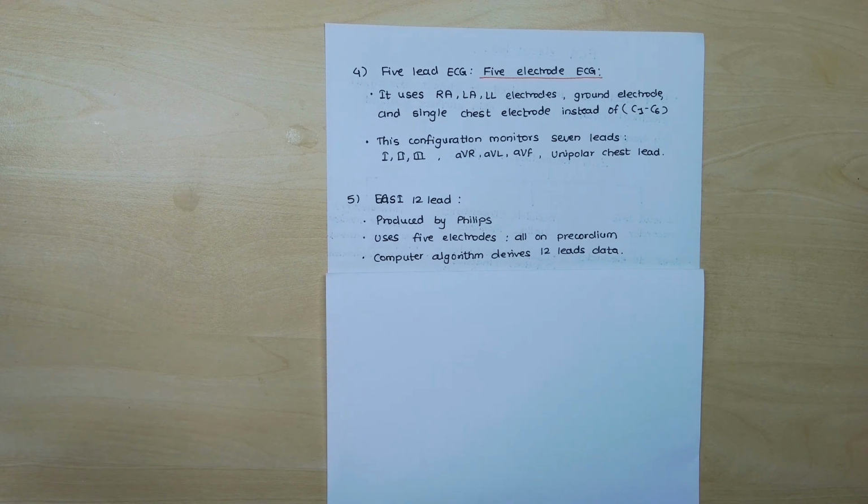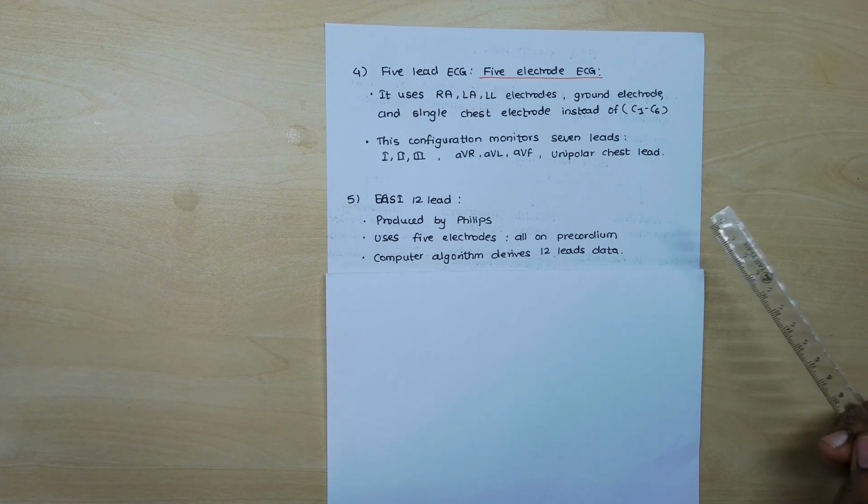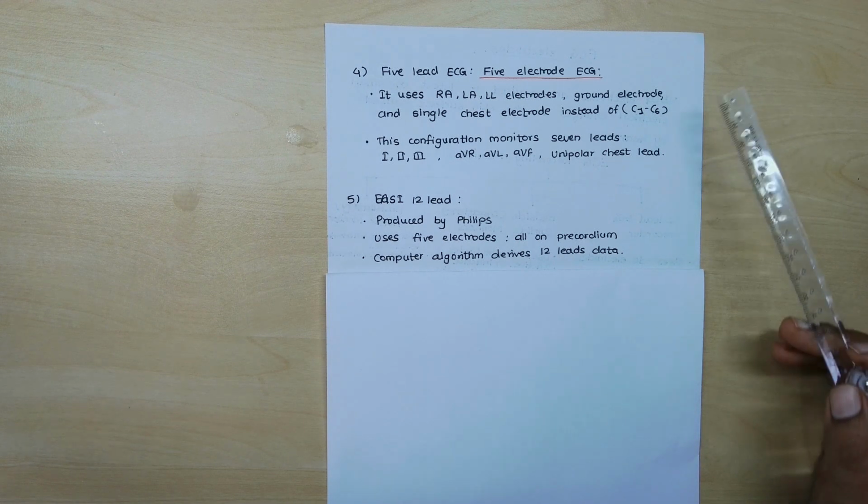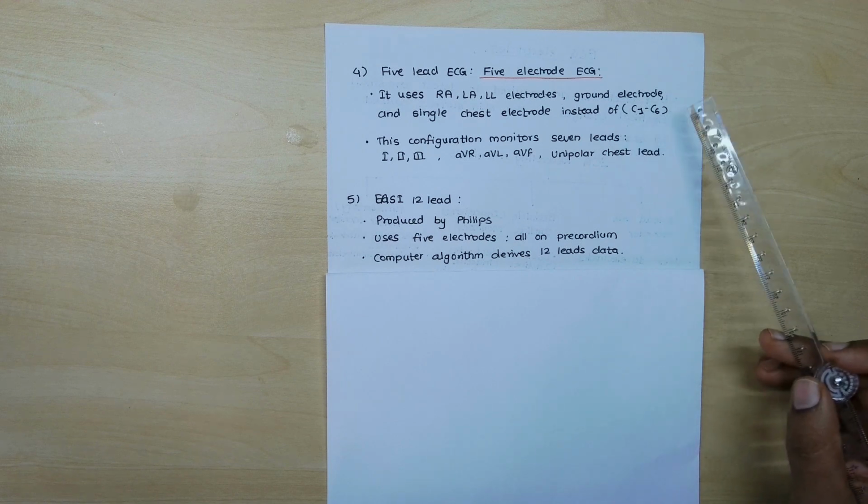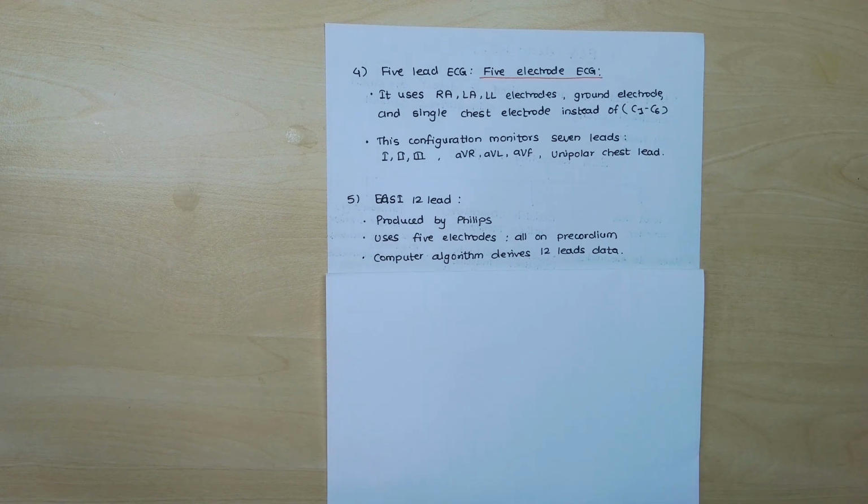There is also the 5-lead ECG or 5-electrode ECG. It uses RA, LA, LL electrodes, a ground electrode, and a single chest electrode instead of C1 to C6. This configuration monitors 7 leads, that is lead 1, 2, 3, aVR, aVL, aVF, and a unipolar chest lead.